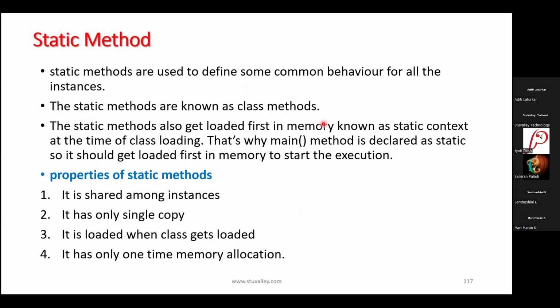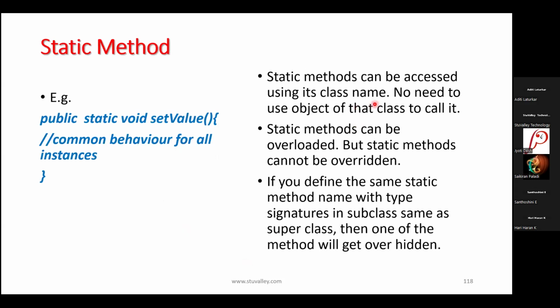Static methods, also known as class methods, also get loaded at the time of class loading. They are also loaded first into the memory. The memory will be allocated only once. It also has a single copy, which will be shared among all the instances. It is loaded when the class gets loaded, with one-time memory allocation. It can be accessed using the class name directly. You don't have to create the object of that class. Static methods can be overloaded, but never be overridden. This overriding concept we will see in the inheritance concept. So this is all about static method.